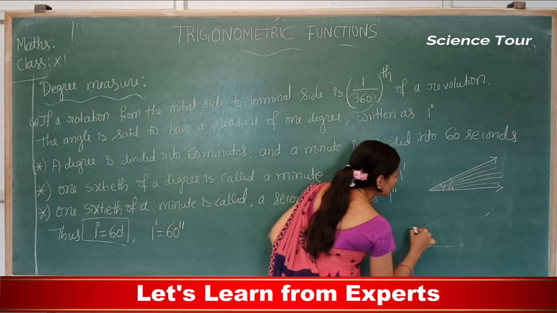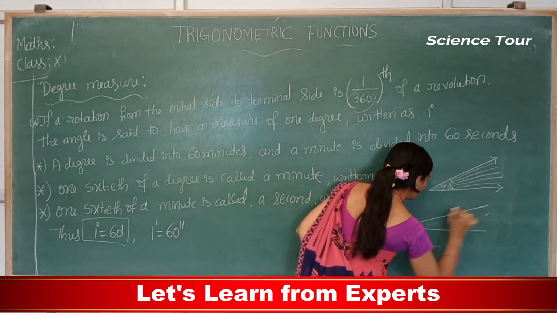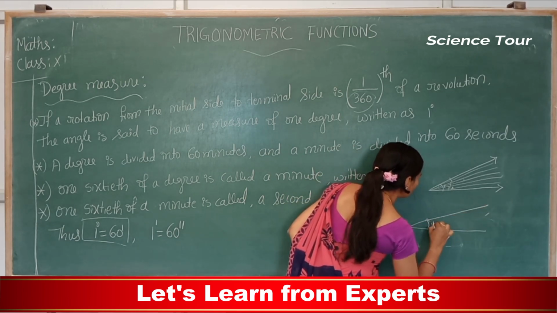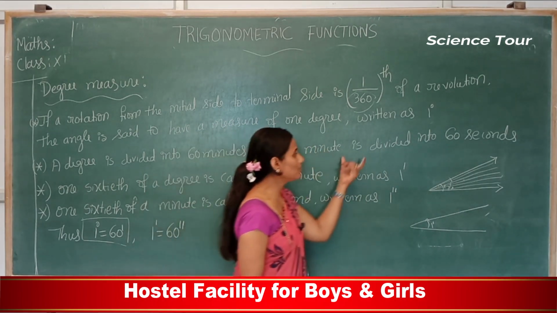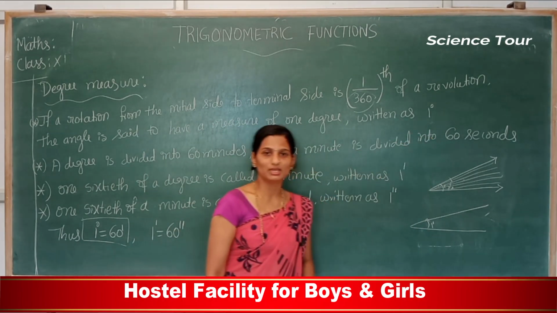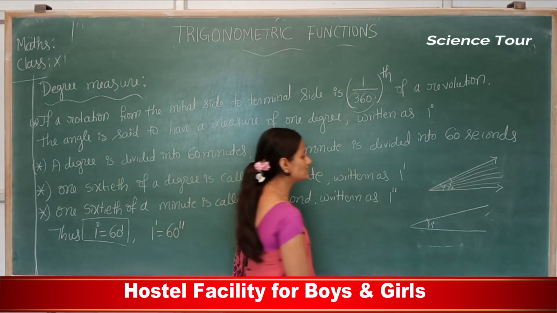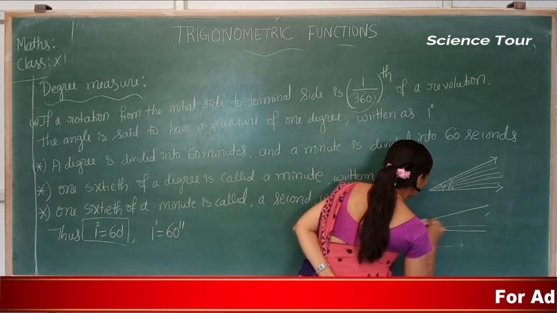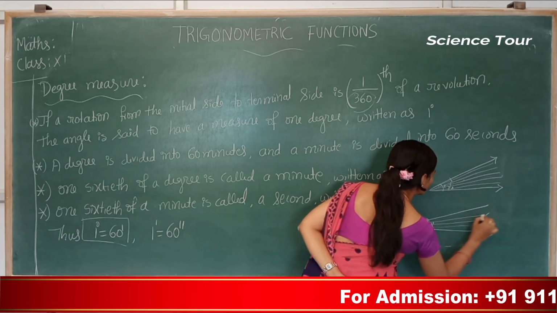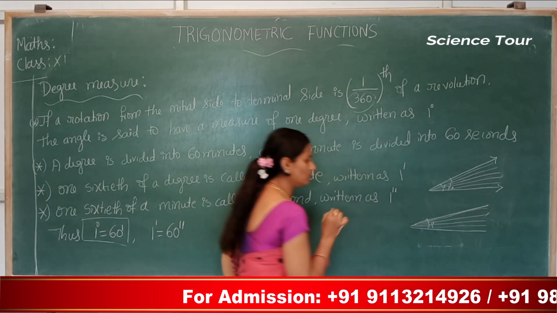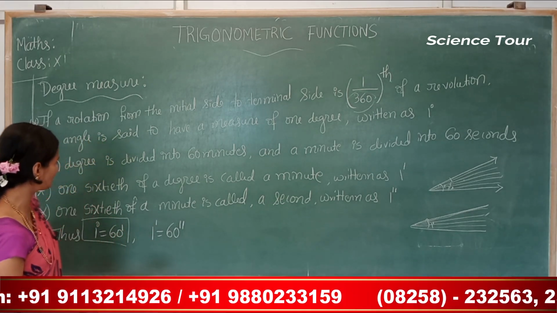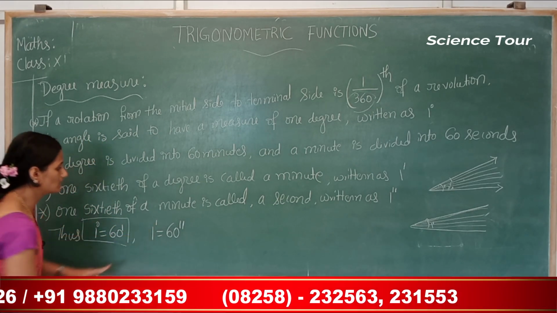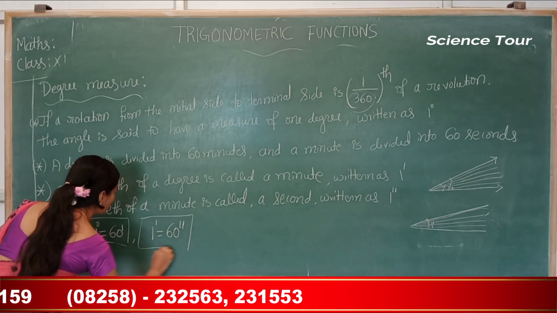So I take this as 1 minute. Assume that part is 1 minute, and that part is again divided into how many seconds? 60 seconds. Means how many divisions here made? It is made 60 divisions. So 1 minute is equal to what? 60 seconds. So 1 minute is equal to 60 seconds.